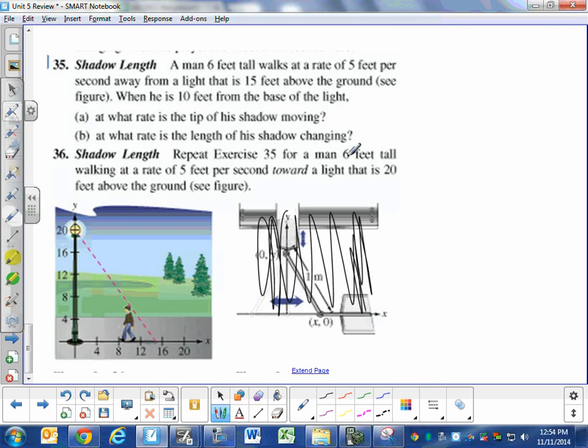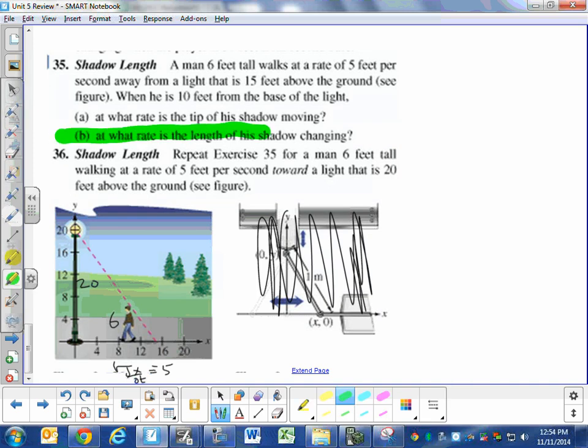Part B, the man is 6 feet tall, the lamppost is 20 feet tall. He's walking towards the lamp at a rate of 5 feet per second, so that's dx dt. Wouldn't it be -5? Yep, -5, because he's walking towards the lamp and he's moving to the left. The question is, at what rate is the length of this shadow changing?